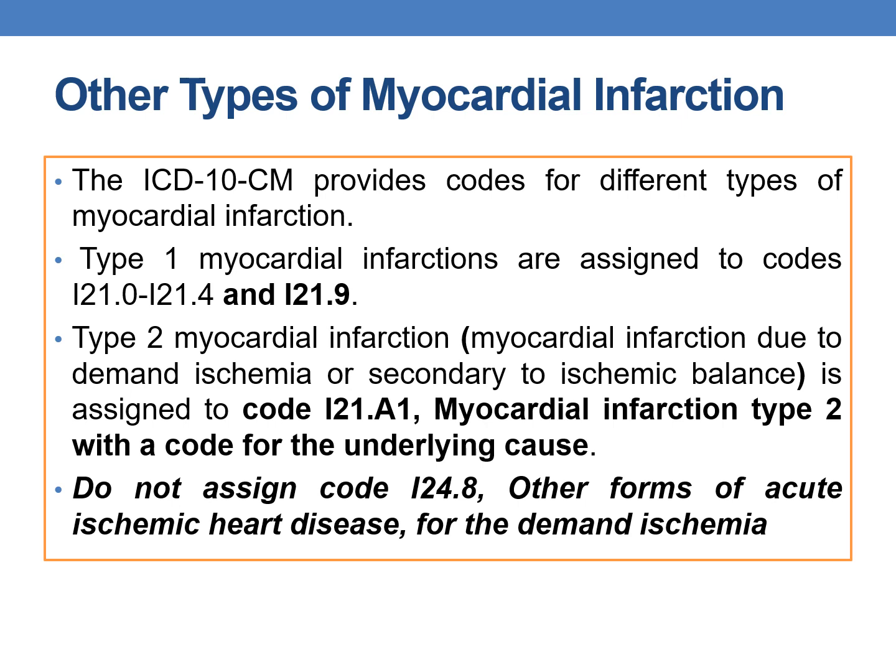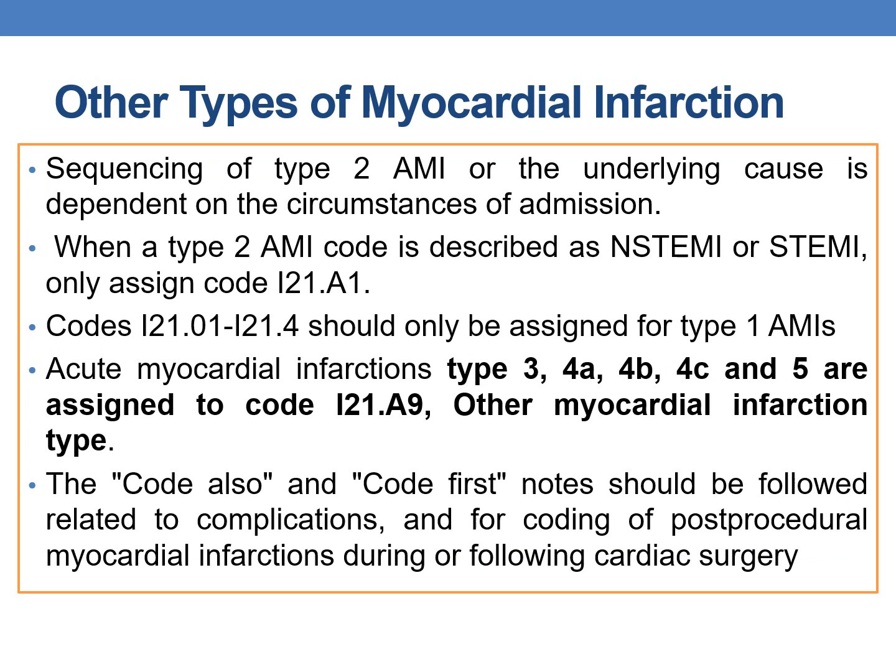Myocardial infarction type 2 is coded with a code for the underlying cause. And do not assign the code I24.8, other forms of acute ischemic heart disease, for the demand ischemia. Sequencing of type 2 AMI or the underlying cause depends upon the circumstance of admission. If the underlying cause is the reason for admission, that must be sequenced first. Or if the AMI is the reason for admission, that must be sequenced first.